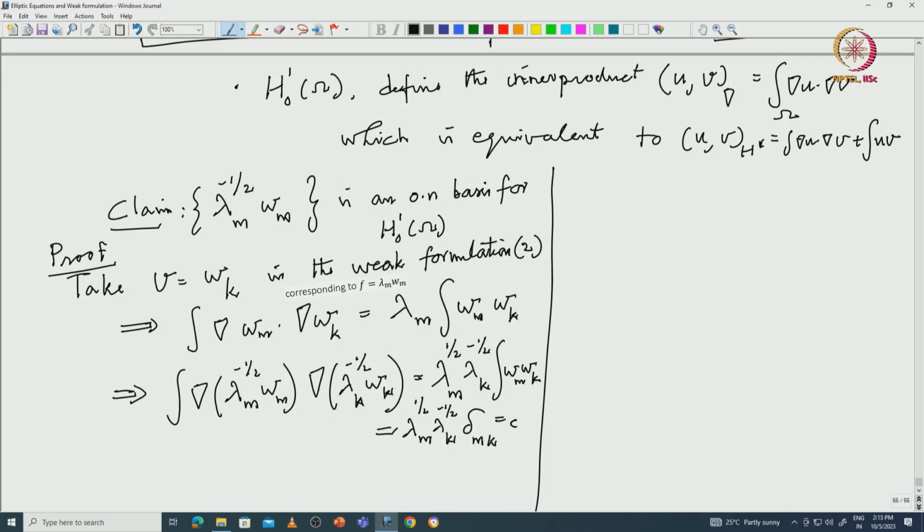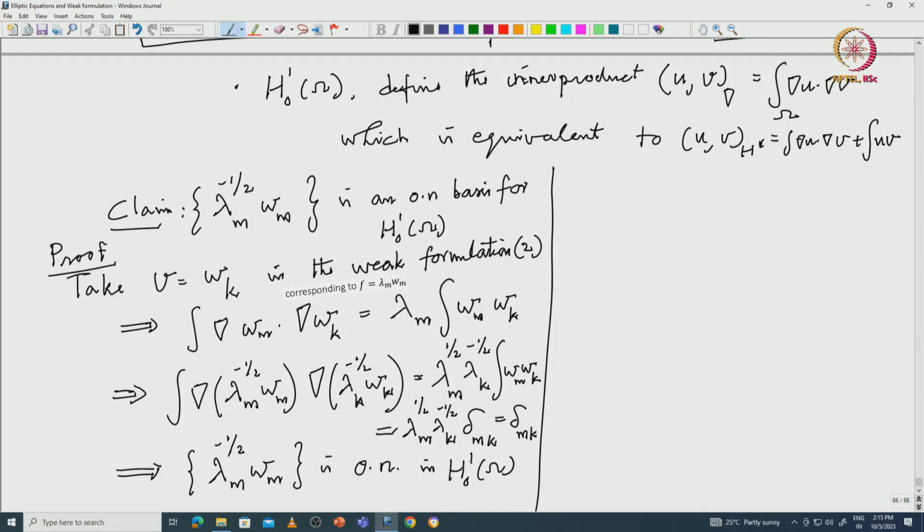But this is delta mk trivially, because when m is not equal to k, the left side is 0, right side is 0. When m equals k, lambda m power half and lambda k power minus half will cancel and you get that one, and that is precisely what you want for it to be orthonormal. So that will give you this sequence, lambda m power minus half Wm, is orthonormal in H1 naught with that norm.